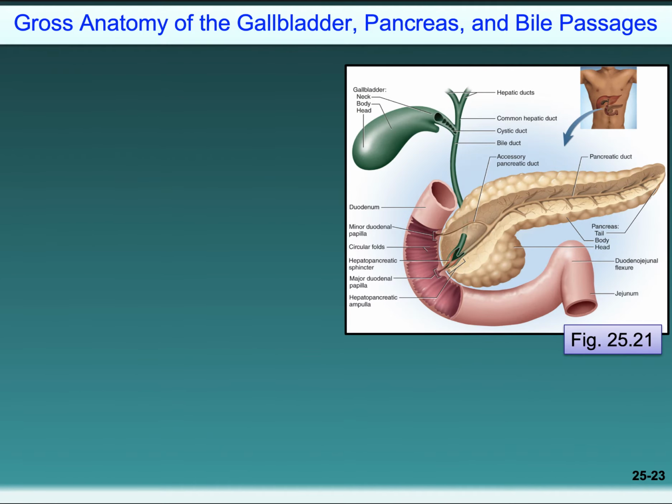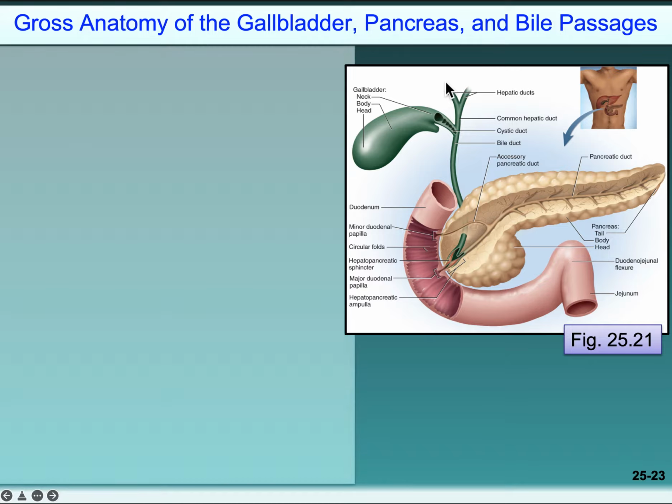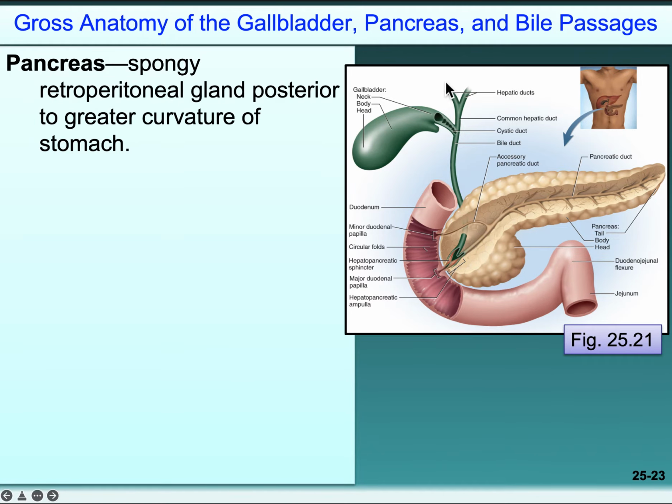So this is starting to put things together a little bit. This diagram doesn't have the liver. The liver is assumed right up here at the top of this diagram. But now we're going to talk about the pancreas. It's kind of a spongy gland. It's retroperitoneal, so it's behind the peritoneum. The kidneys are as well. And I said before, it's caudal to the greater curvature of the stomach.